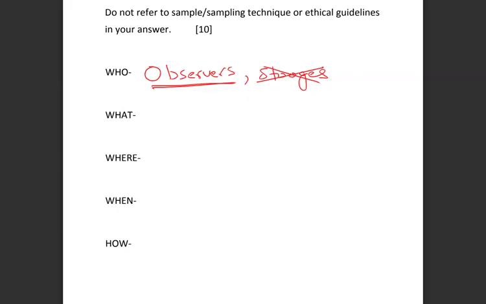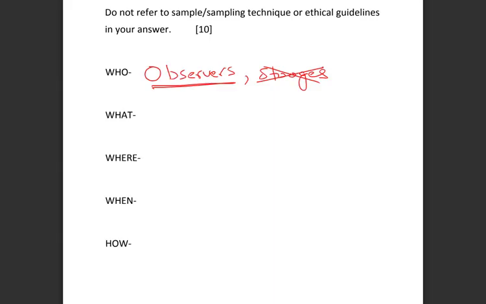And if it says to conduct an observational study like over here, then you would definitely need to use an observer. All right. So talk about the observers, talk about the type of observation that they're doing. Are they participant, non-participant? Are they covert? Are they overt? Elaborate on how you would make them covert, overt, or participant, non-participant.